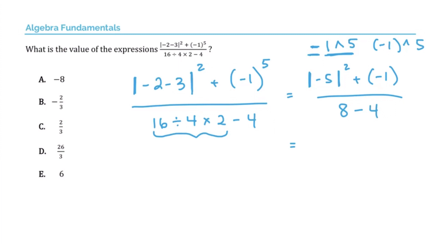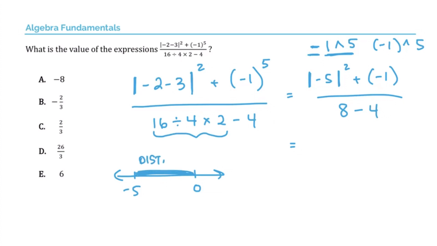All right, next step, absolute value of -5. What does that actually mean? So here's -5 and here's 0 on a number line. Absolute value is defined as the distance between that number and 0.